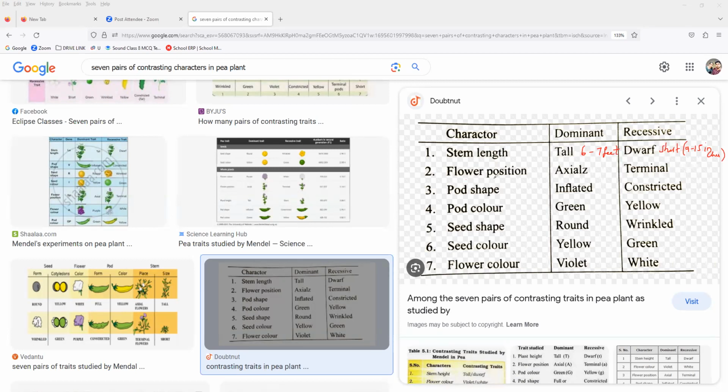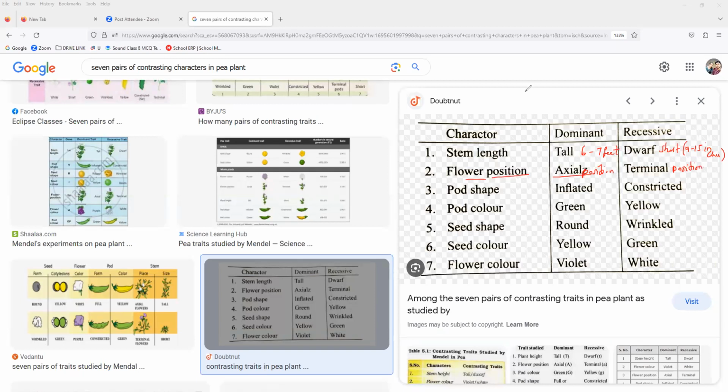Next one, flower position: axial position, and the next one is terminal position. So what do you mean by axial and terminal position?